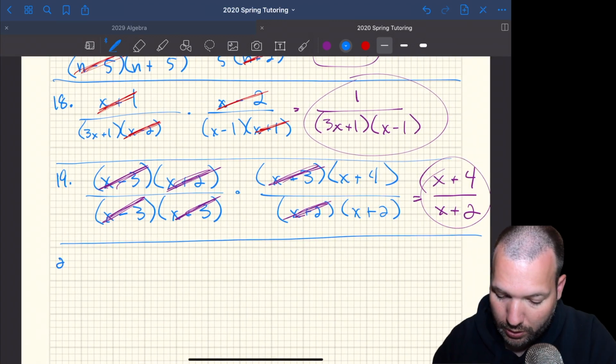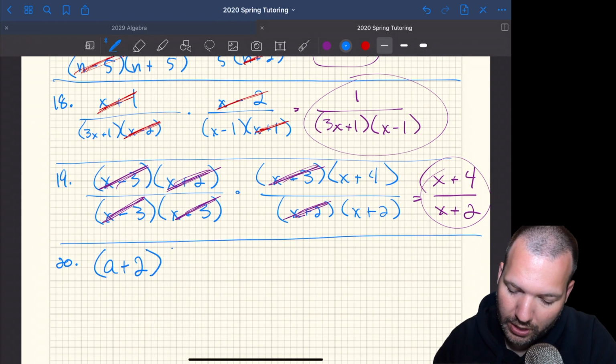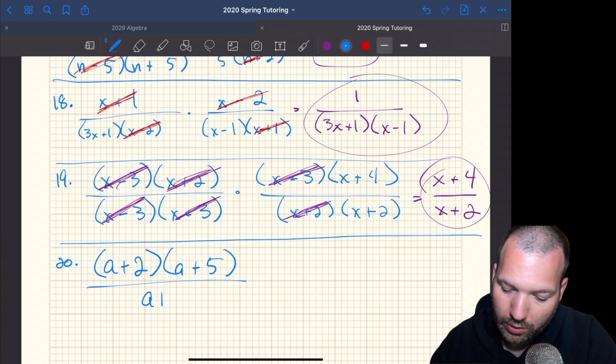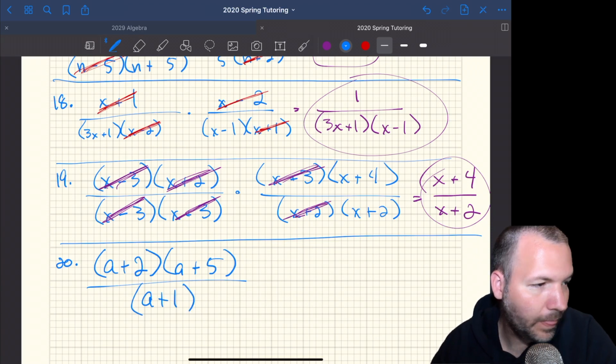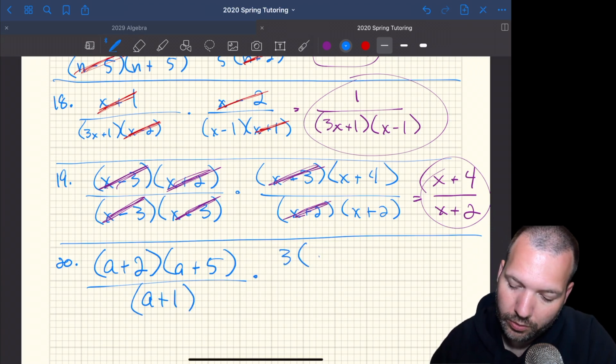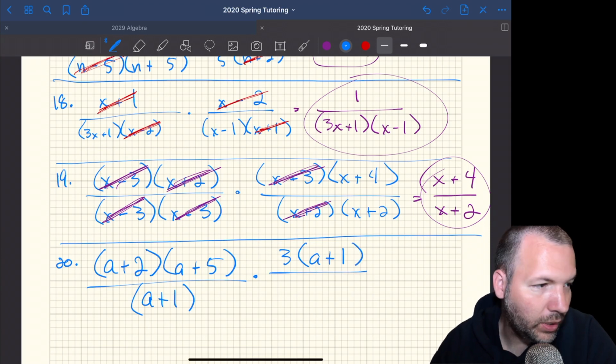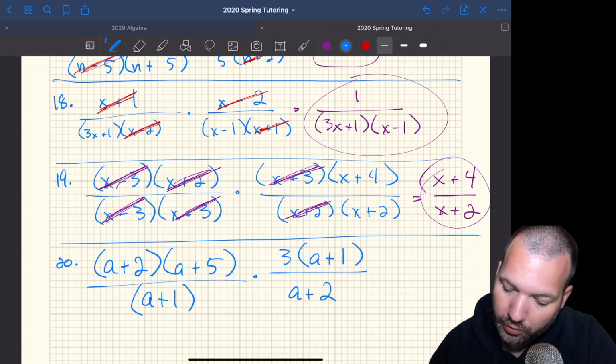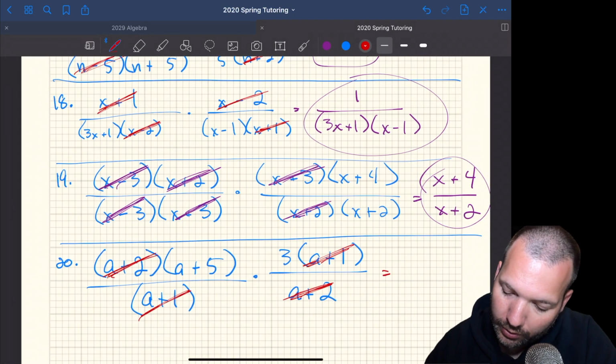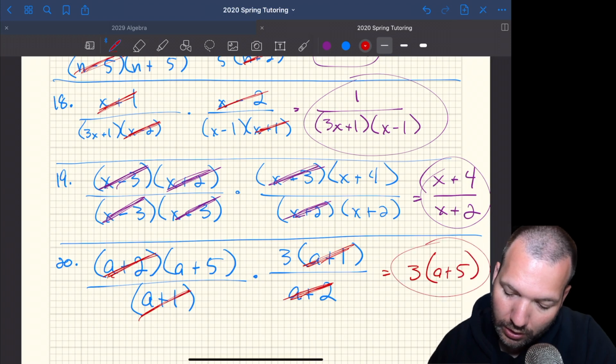Number 20. We've got a squared plus 7a plus 10, which factors as a plus 2, a plus 5, over a plus 1, times 3 times a plus 1 over a plus 2. So the a plus 2's are going to cancel, and a plus 1 is going to cancel. And again, we don't need to do the multiplication, so we can just write this as 3 times a plus 5.